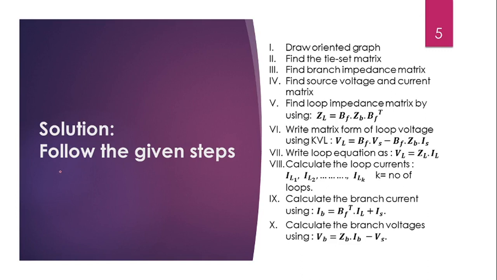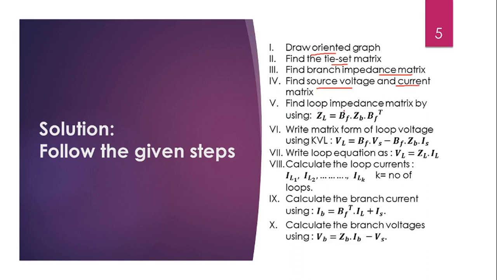So what is the solution? For the solution, we have to follow the given steps. And what are the steps here? First step, you have to draw the oriented graph. Second step, from the oriented graph, we have to find out the tie-set matrix. Third step, from the given circuit, we have to find out the branch impedance matrix. Fourth step, even from the given circuit, or we can say the given network, we have to find out the source voltage and source current matrix.